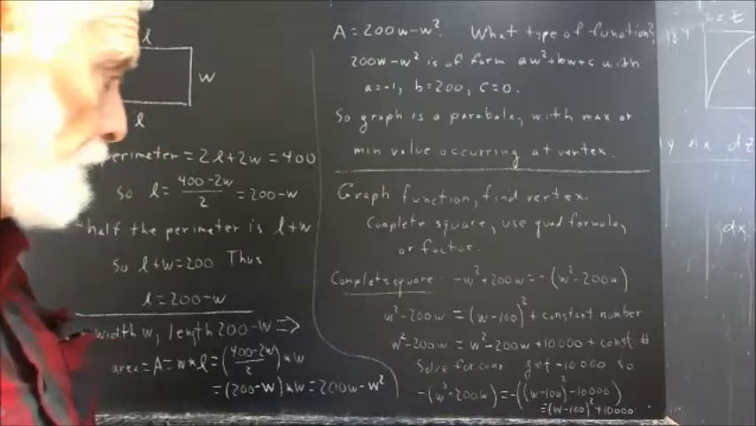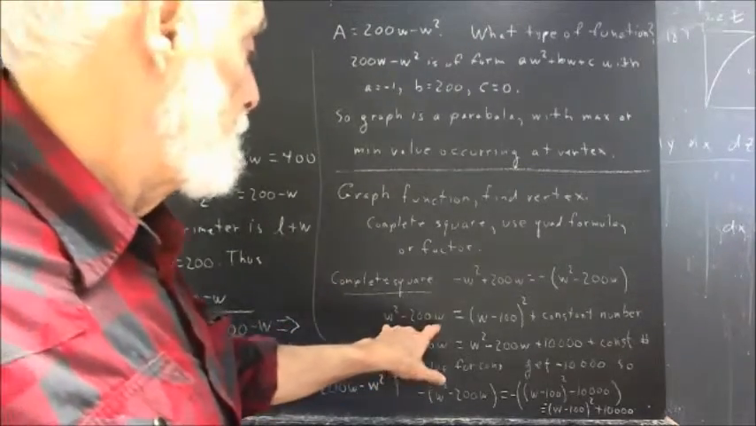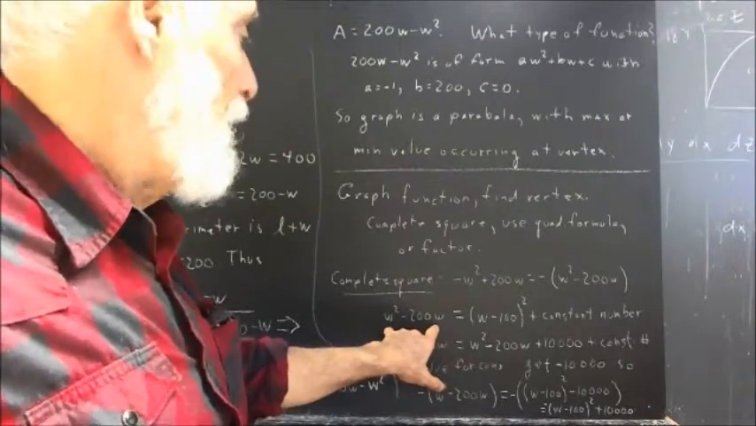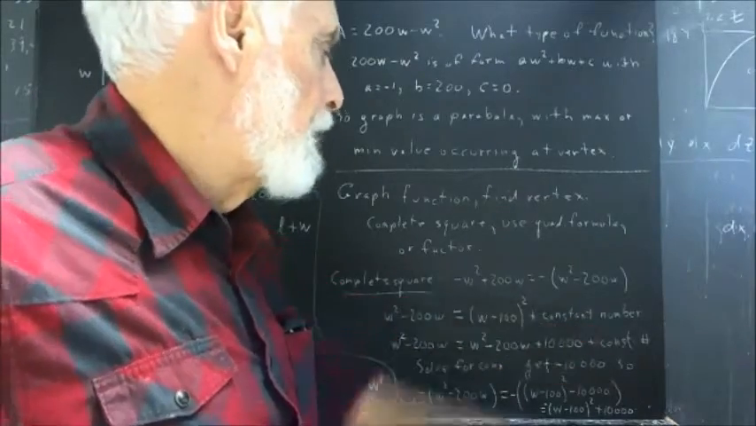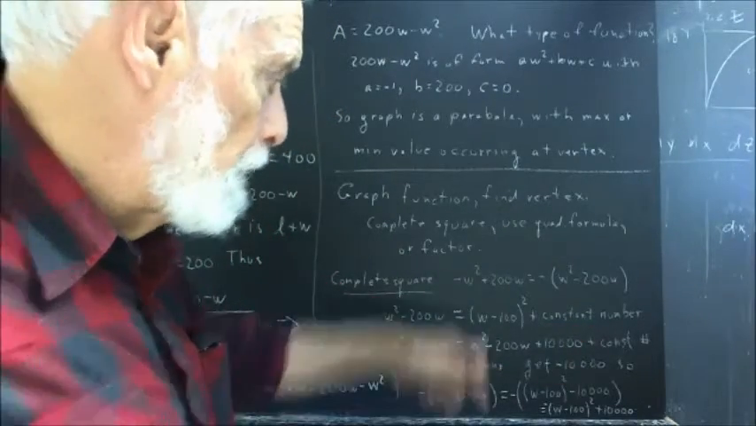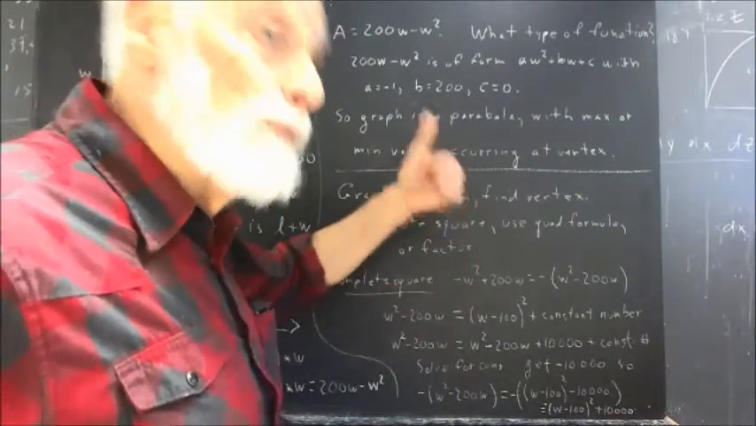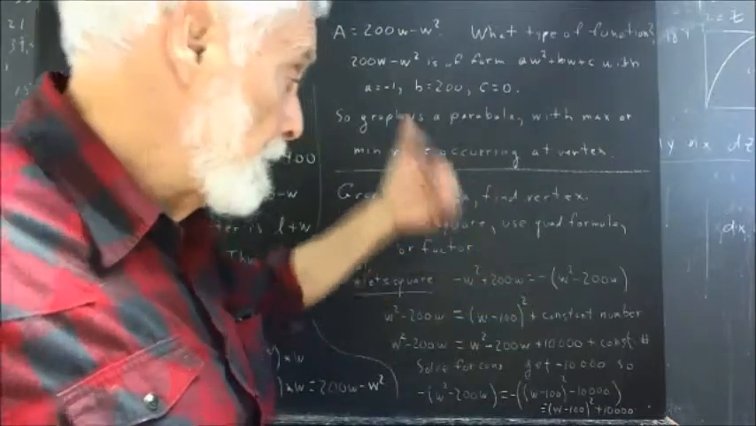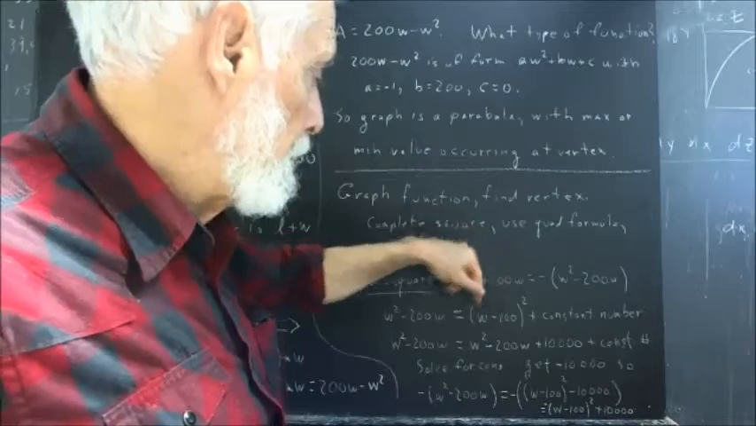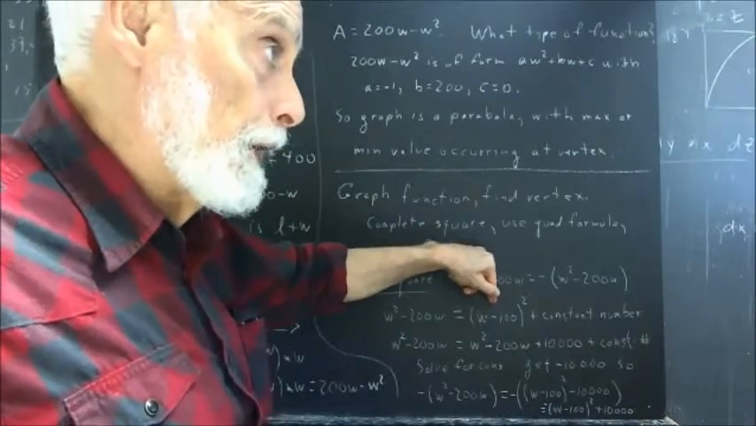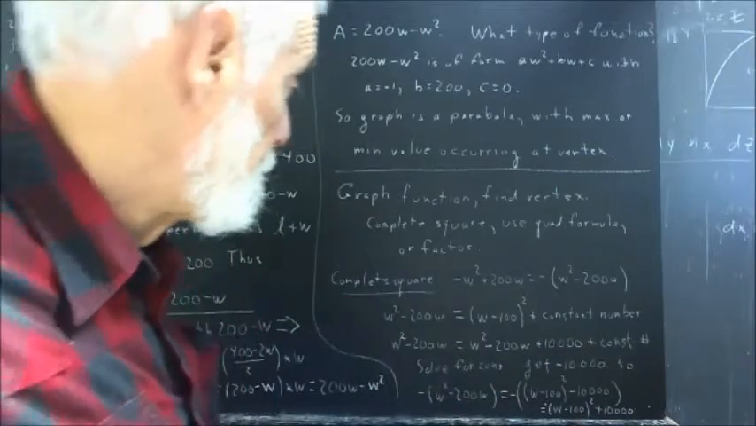Okay, so we've got w squared minus 200w, and I'm going to say that w squared minus 200w has to be w minus 100 squared plus some constant number. Why do I say that? Well, what do you get if you square w minus 100? Now, a plus b quantity squared is a squared plus 2ab plus b squared. So w minus 100 squared is w squared minus 200w. Then there's plus that 100 squared. That's going to be 10,000. We'll see that right here.